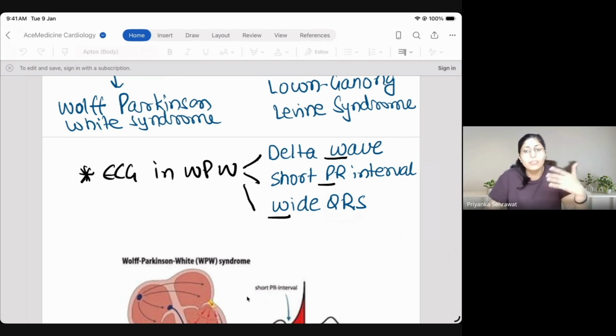Junctional arrhythmia means arrhythmia of the AV node, fast conduction of the AV node. AV node is giving rise to the PR interval. When the AV node goes into fast conduction, it leads to a shortened PR interval. So short PR interval and then wide QRS. W for wide QRS. So delta wave, short PR interval, wide QRS is pathognomonic of WPW syndrome.